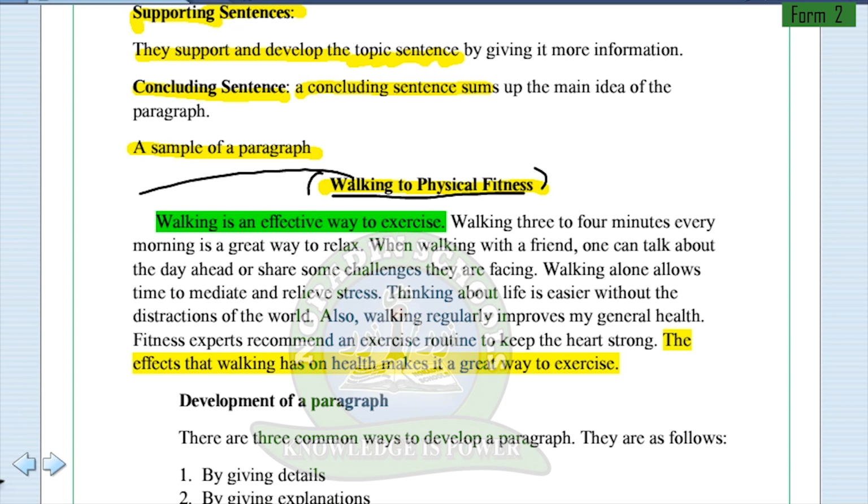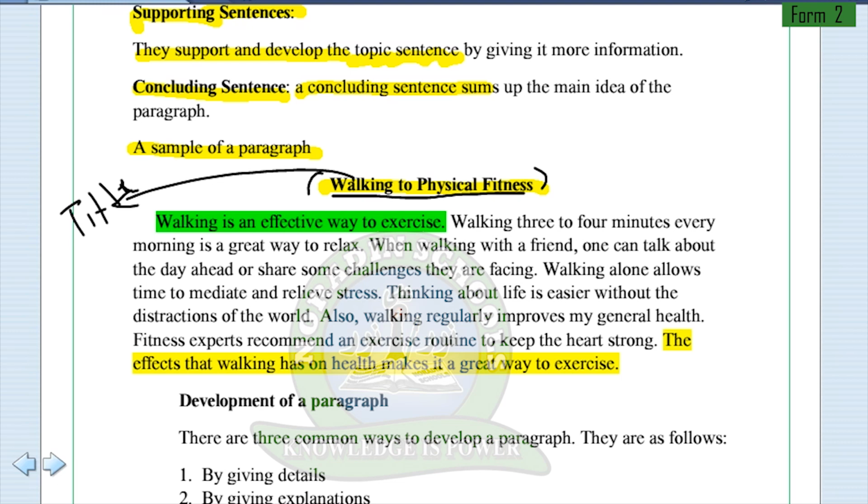Let me explain a little. Here, this is the title. That means all this information is about this. This is the title of your paragraph. That means you need a title. You need to choose a topic in order to write about something. Before you write anything, you can choose a topic which you can write about effectively.